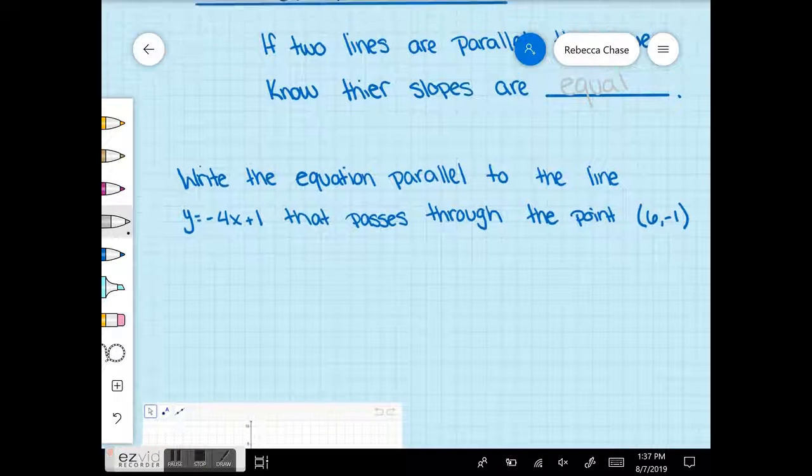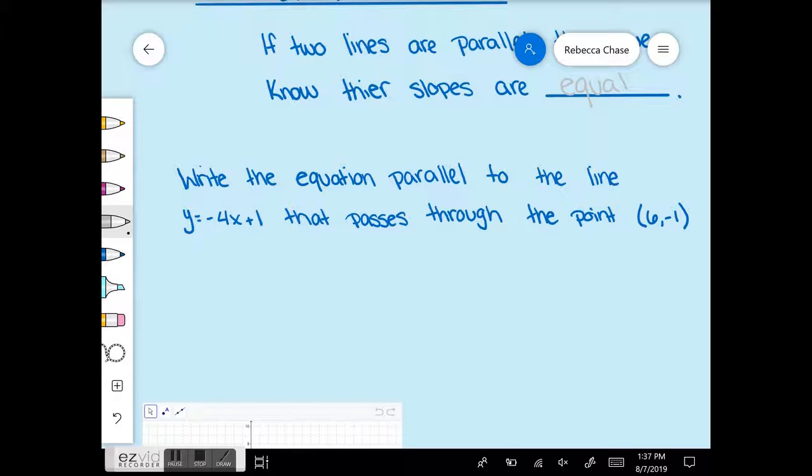All right, so when we look at this first example, write the equation of the line parallel. That right there is really important, okay? To the line y equals negative 4x plus 1 that passes through the point 6, negative 1. So what we're looking for is a line that goes through this and is parallel to this. Well, based off of this up here, we know that if the line is parallel, it's going to have the same slope, right?